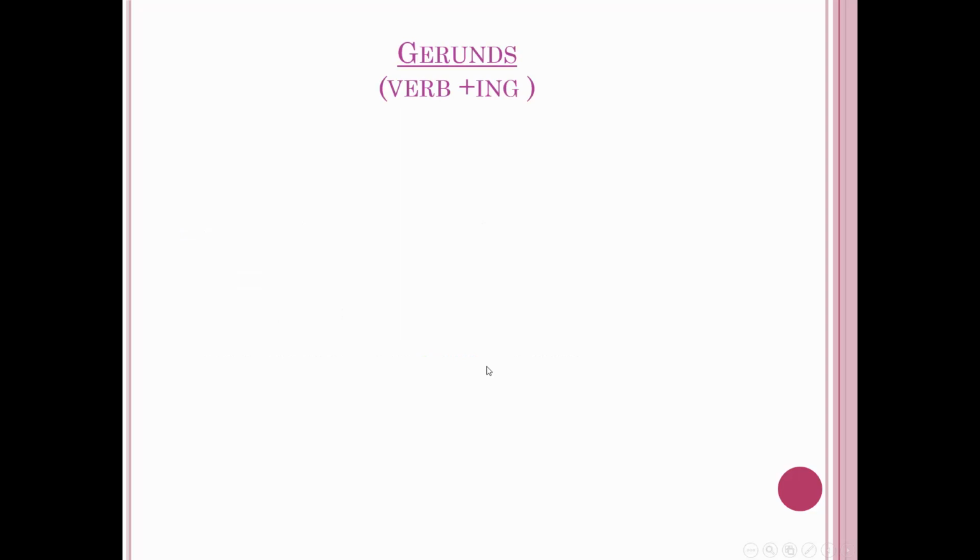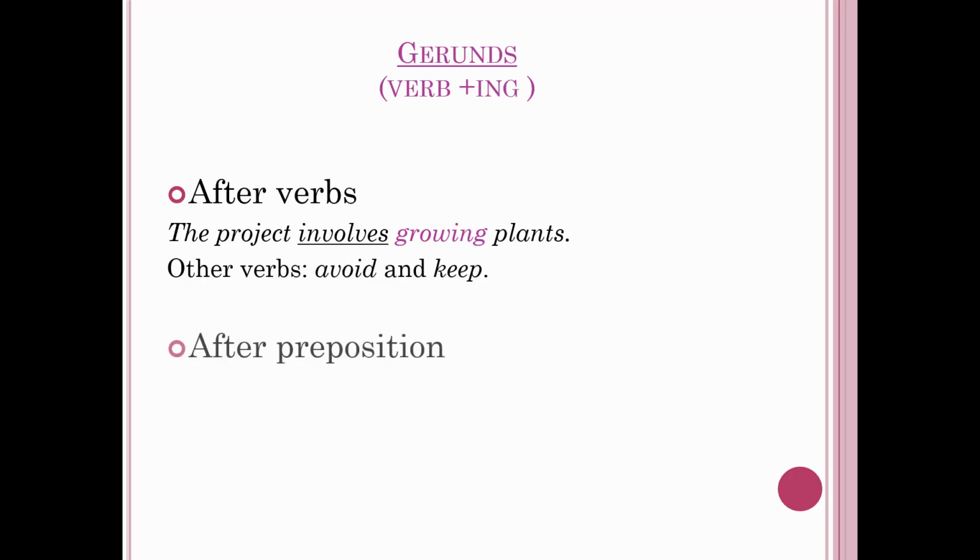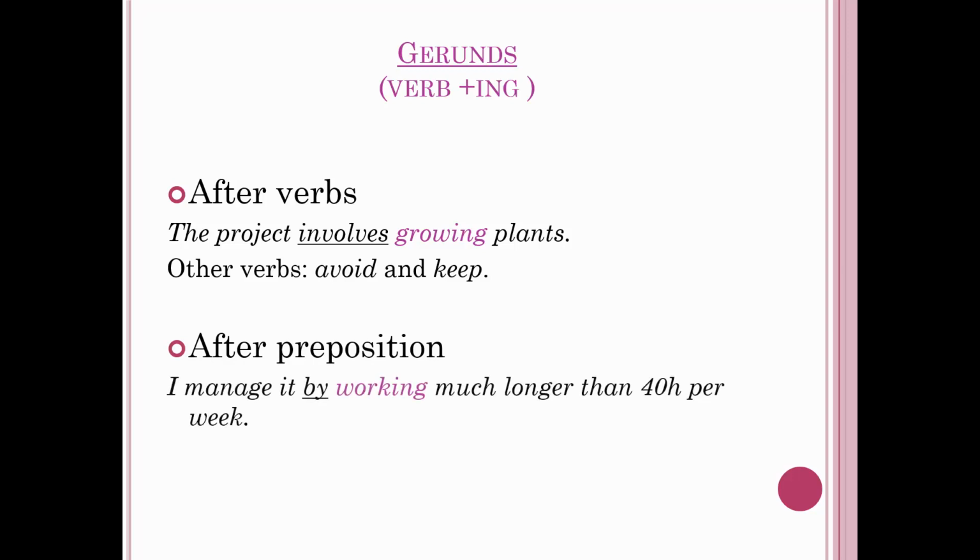We can use the gerund, verb plus ing, after certain verbs, as in, the project involves growing plants. Involves is the verb that comes before the gerund growing. Other possible verbs that go along with the gerund are avoid and keep. Also, the gerund comes after prepositions, such as, I manage it by working much longer than 40 hours per week.